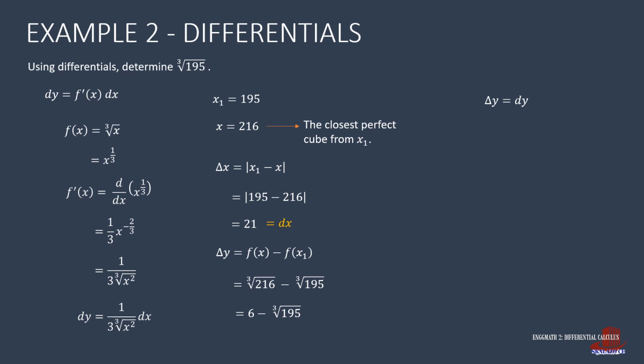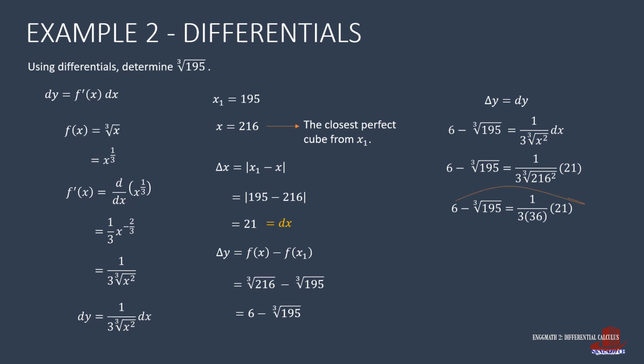Place all the parameters into the general equation of delta y as equal to dy. Place 6 minus the cube root of 195 is equal to 1/3 times the cube root of x squared multiplied by dx. The values of x and dx are placed to get 6 minus the cube root of 195 as equal to 1/3 times the cube root of 216 squared times 21. This is simplified as 6 minus the cube root of 195 as equal to 1/3 times 36 multiplied by 21.